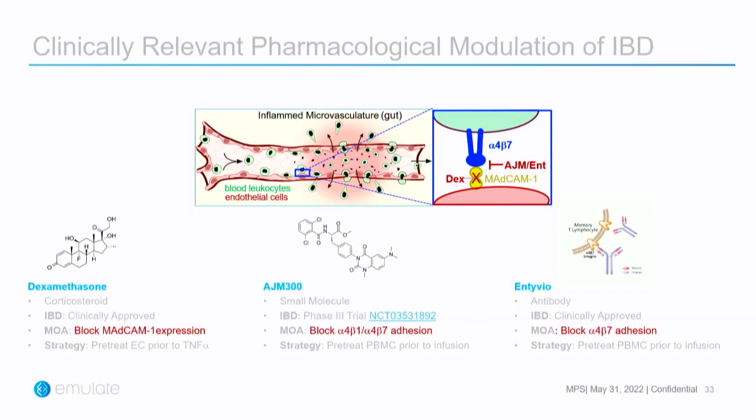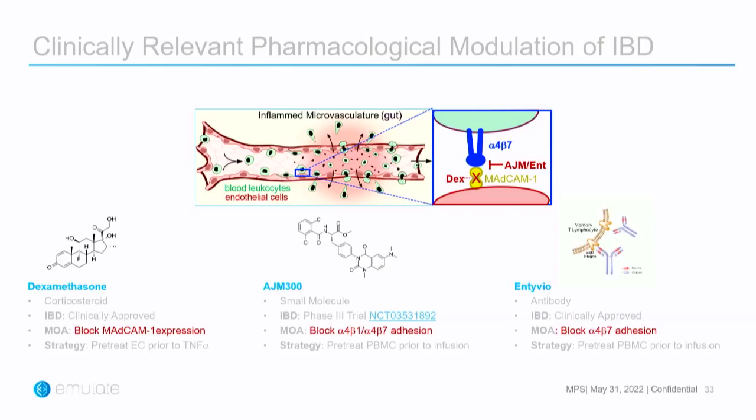And so specifically, we've looked at dexamethasone, a corticosteroid that functions to suppress pro-inflammatory transcriptional reactions. In this case, dexamethasone is predicted to block the TNF-alpha-dependent upregulation of adhesion molecules like MAdCAM on endothelium, and therefore act to suppress recruitment. AJM300 and Entyvio are small molecule and biologic drugs that both act directly to interact with the integrin and therefore interrupt the adhesion and block recruitment in that regard.